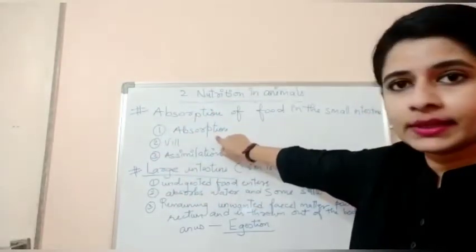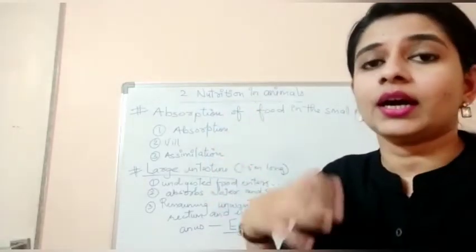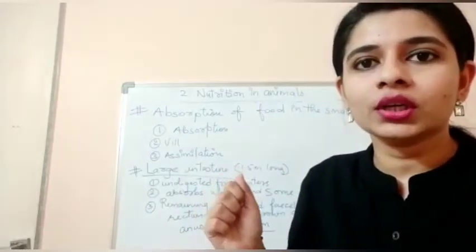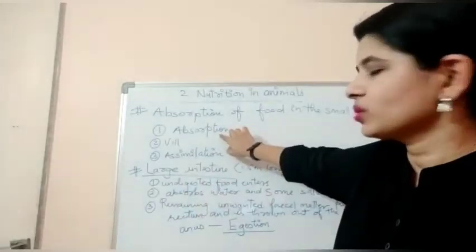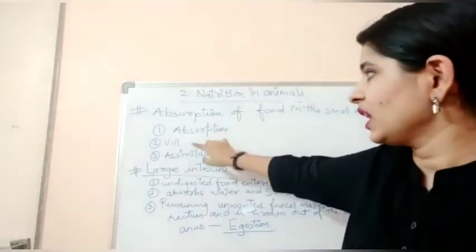That is absorption in itself. That is absorption of various nutrients in the small intestine. After the food is digested completely, it has to be absorbed into the body. Okay. So that is known as absorption. Okay. And how this absorption happens is with the help of villi.